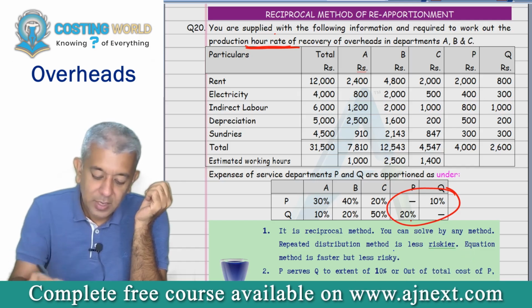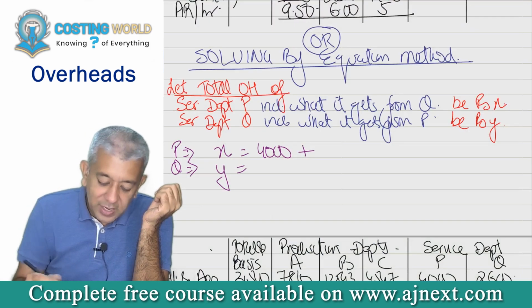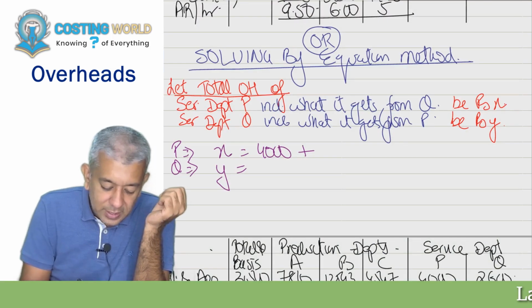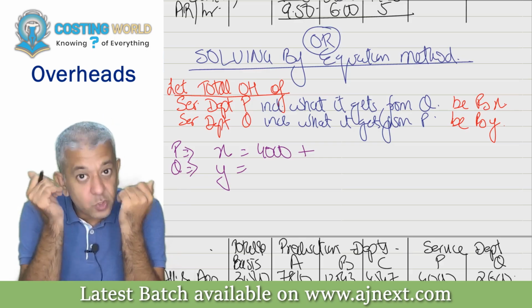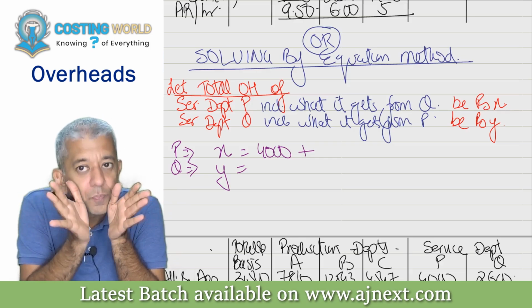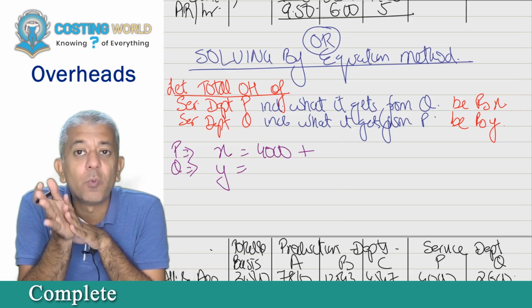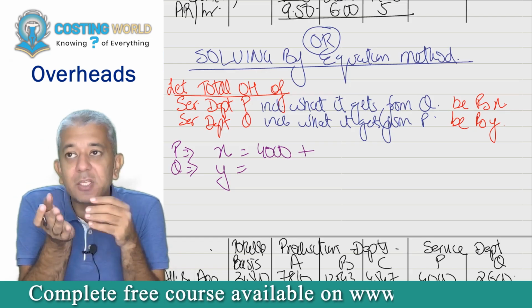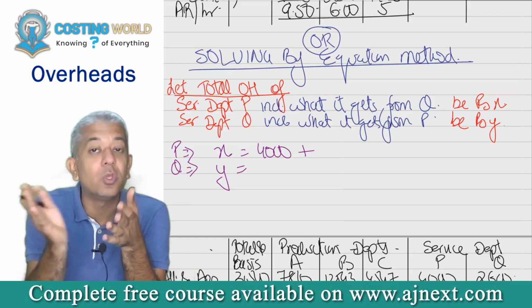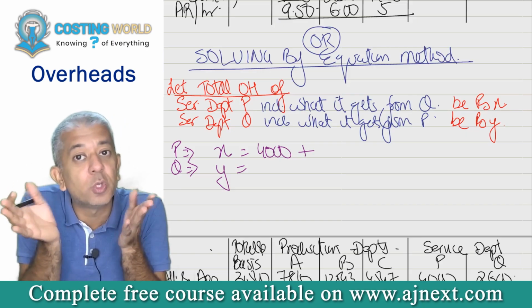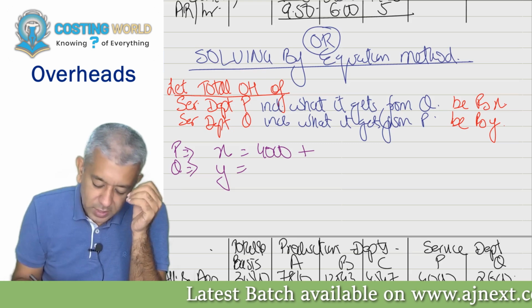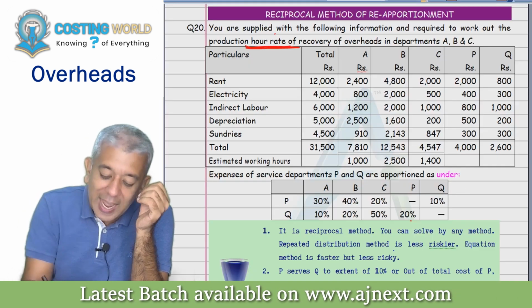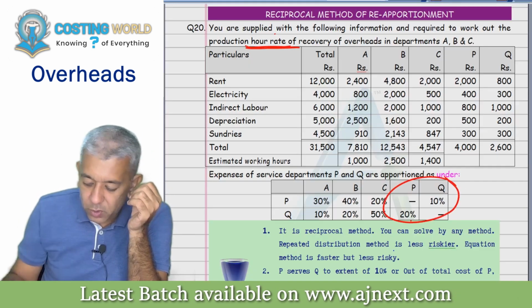Okay, you all tell me what will come over here. Total cost of department P will be its own cost plus, can we say, whatever it gets from Q, no? It is not what we give to Q. Whatever we will give to Q will be Q's cost, no? Now help me to crack few of the words that I am telling you all.